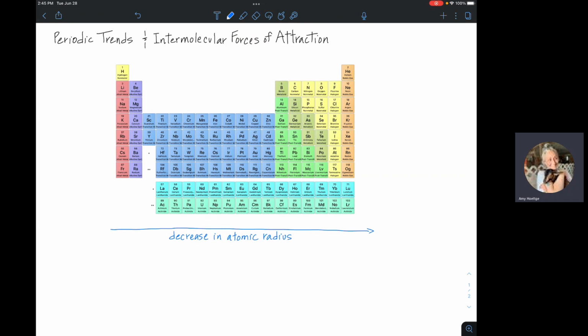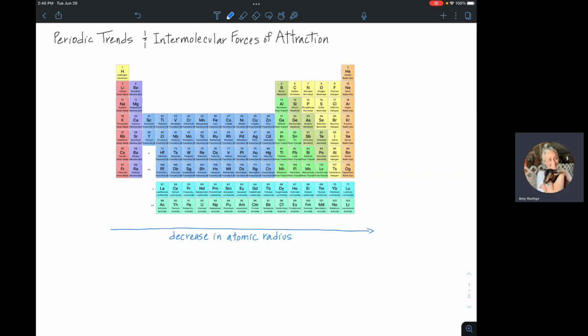If you're going across a period, what you notice is that you're adding protons to the nucleus, and you're adding electrons to the same energy level, but you're not really increasing the distance between those electrons being added and the growing nuclear charge. So what ends up happening is you increase the effective nuclear charge, or the core charge, and the size of the atom tends to shrink because those electrons are more and more attracted to the center of positive charge. So as you go across a period, you decrease the radius of the atom.